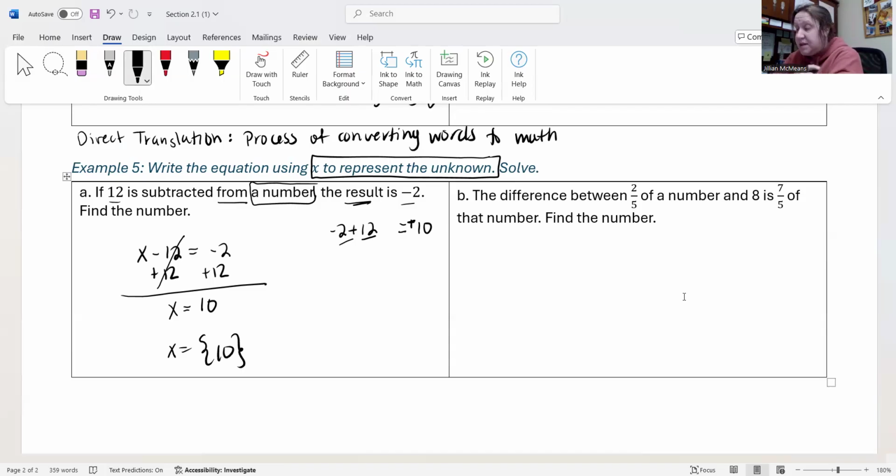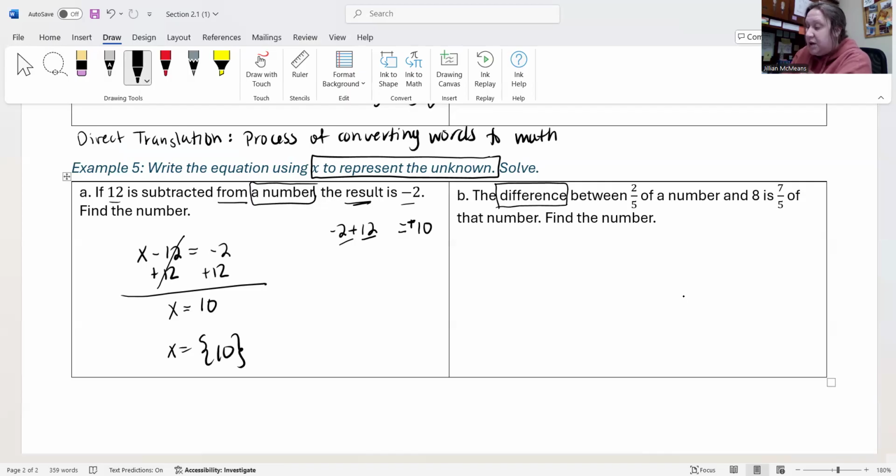Now, part B is a little bit different. A lot of times when you see the word "of" in math, it can indicate multiplication. Now, that doesn't mean every time you see the word "of," it means multiply, but oftentimes it will indicate that you should multiply. So for this one, we have the difference. That just means subtract.